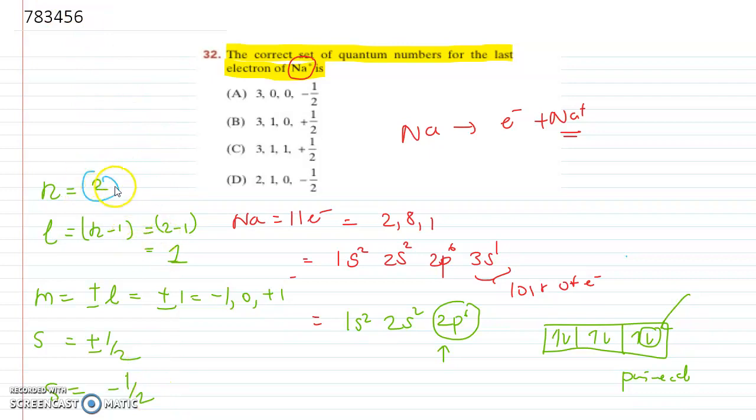In option D, it clearly indicates that the principal quantum number is 2, the l value is 1, 0 is among the magnetic quantum number, and minus half is the spin quantum number. So our answer is D.